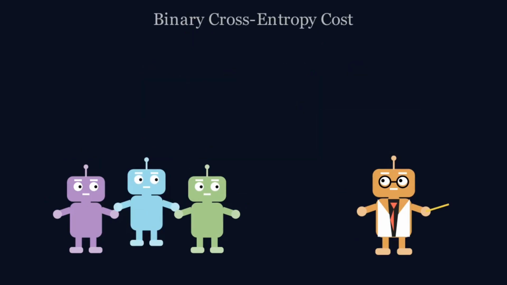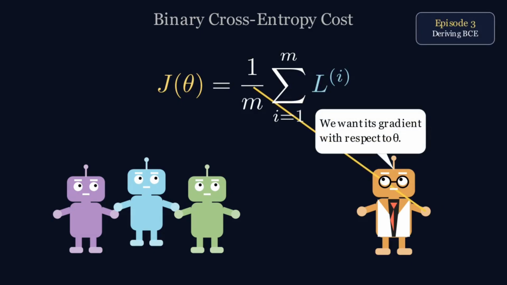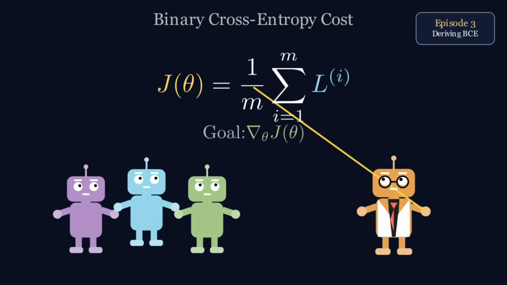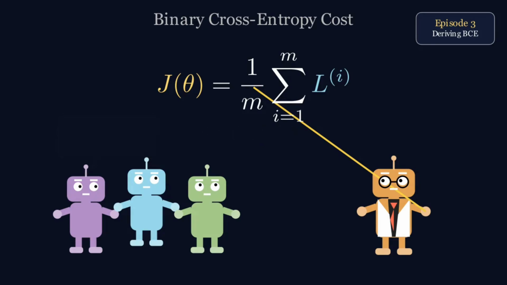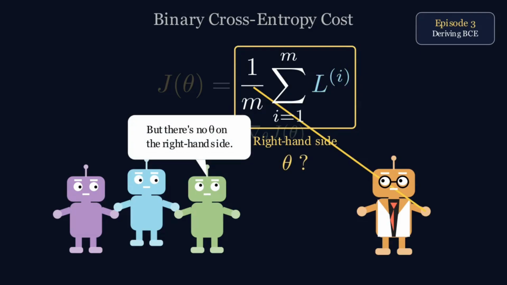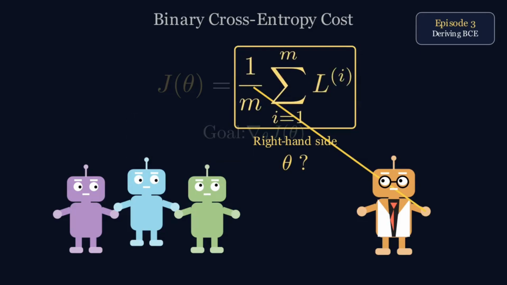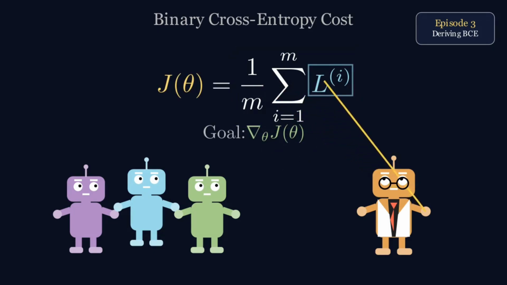Here's our binary cross entropy loss function that we'll use for this episode. Our goal is to compute its gradient with respect to our parameter vectors theta. So naturally the first thing we might do is differentiate this equation. But there's a problem. If you look carefully, theta doesn't actually appear anywhere in the equation. So how can you differentiate something with respect to something that isn't even there? Well, the answer is that theta is there, it's just hidden.